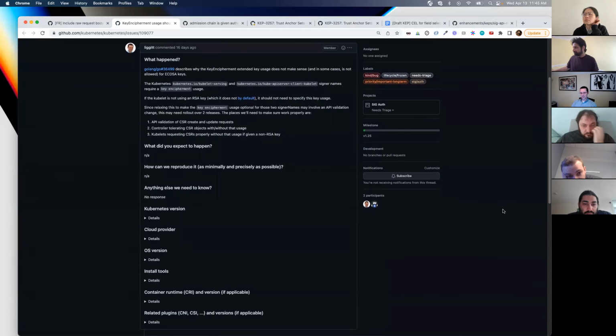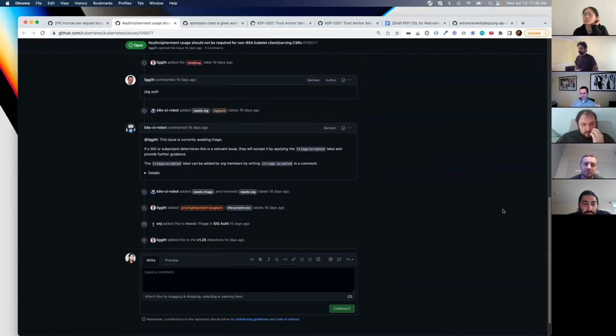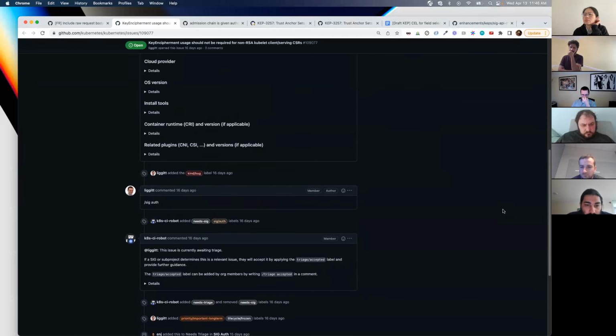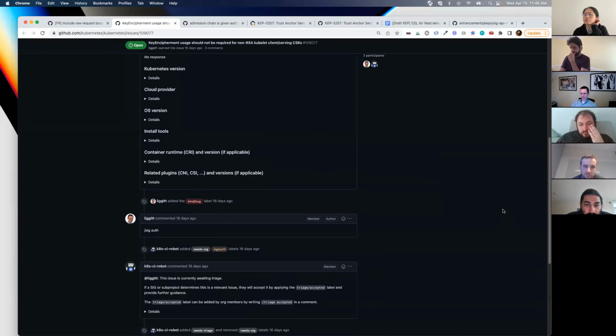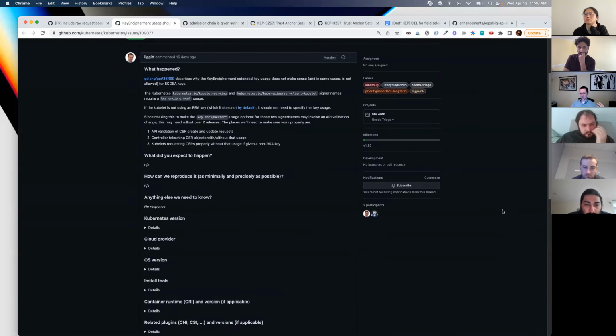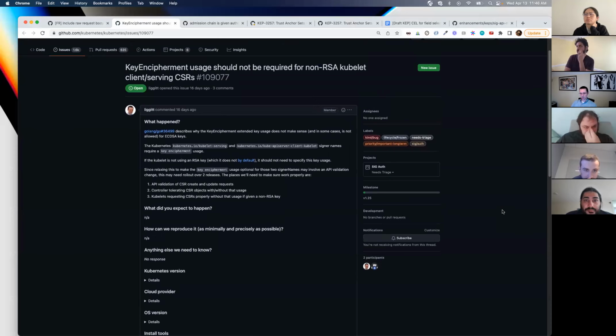So there's three steps to this. One is making sure that any API validation isn't going to break if we relax this. I don't think there's anything at the API level that requires this. I think we're good there, but we need to check. Second step is making the signing controller, which currently really inspects the state of the CSRs to see what it should sign, treat the key encipherment key usage as optional. And then once we've done both of those things, on the requesting side, we should only request this usage if we have RSA keys.